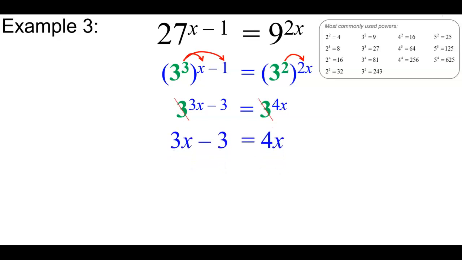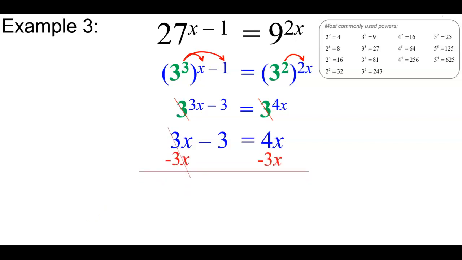3x minus 3 equals 4x. What should we do next when x is on both sides? Subtract the lesser x. Get rid of the smaller x. How do I get rid of this positive 3x? Subtract it. Okay, so I subtract 3x on both sides.